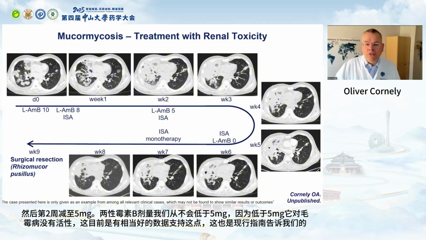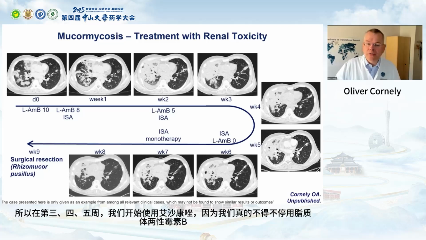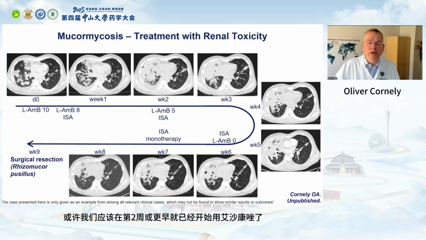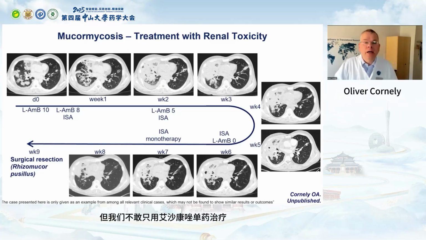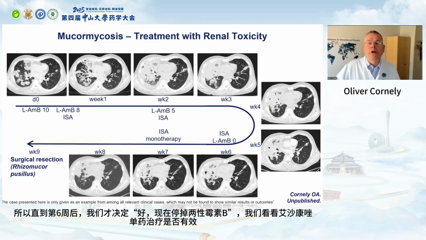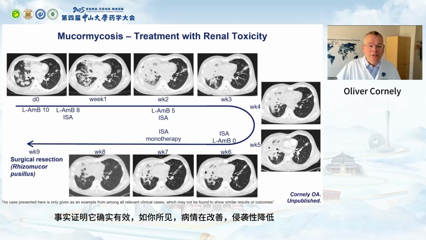Then in weeks 3, 4, 5, we started isavuconazole because we really had to stop liposomal amphotericin B, or we started it in week 2 or even earlier already. But we didn't dare to go monotherapy with isavuconazole. Only after week 6 we said, okay, now we stop liposomal ampho and we see whether monotherapy does the job. And it did. As you can see, it's improving, it's less aggressive, technically it's stable.